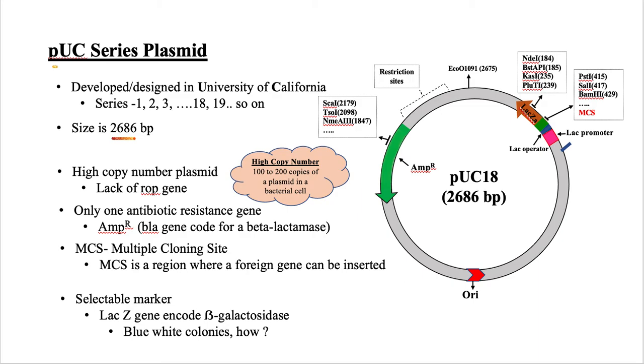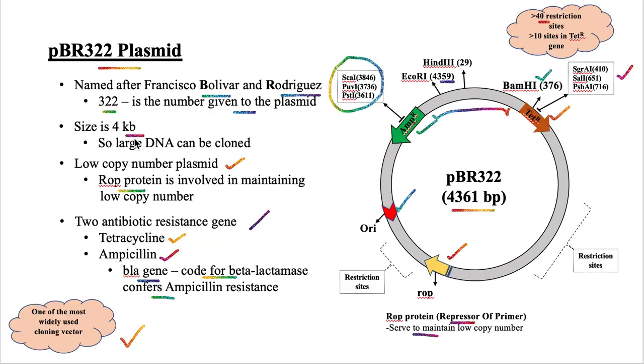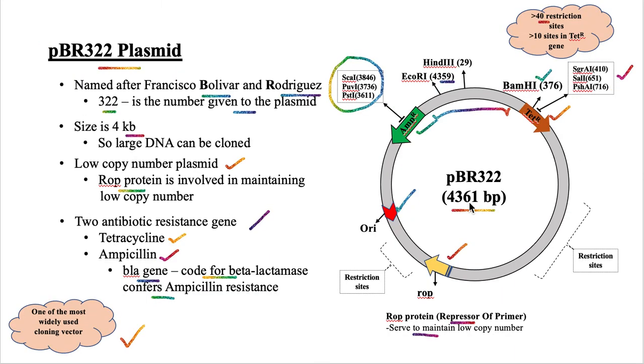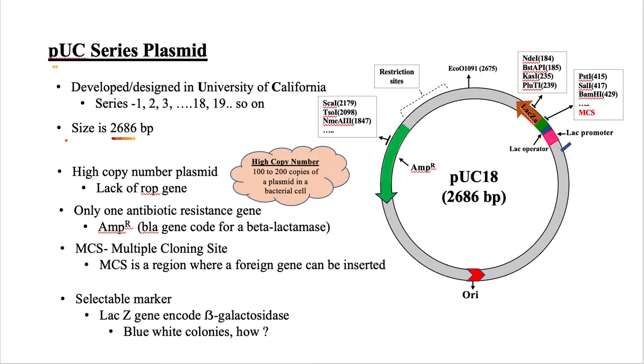So when you compare the size of the pUC series vector with other vectors, for instance pSC101, it was very big in size, 9263 base pairs. pBR322 is 4361 base pairs. So if you compare the size of the pUC series vector, they are small vectors. By the way, this particular vector which I am showing here is pUC18.